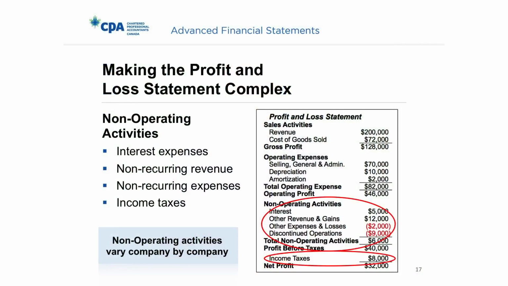Some other items that make the profit and loss statement more complex are non-operating activities. So your operating profit really is your normal business activities, your normal day-to-day. If that was selling widgets, it would be looking at that particular piece. Looking at your non-operating activities, you may have items like interest, income taxes, or any special activities in your business. Interest expense is included as non-operating activity because it is related to your capital structure.